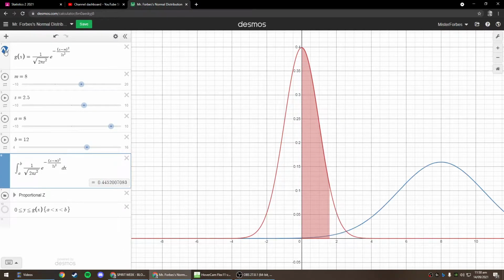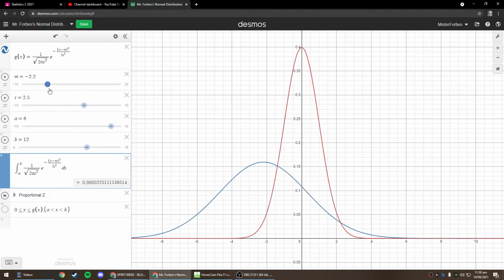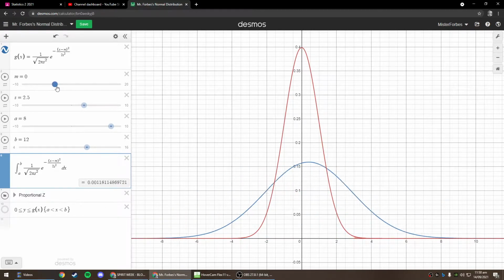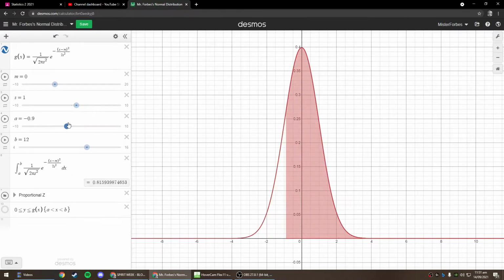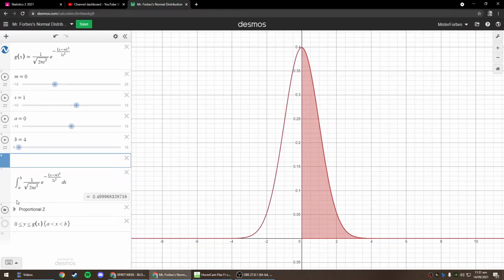What I'm going to do is look at the original distribution. I'm going to change it to a mean of 0. I'm just going to look at the standard one, so that's a mean of 0 and a standard deviation of 1. So this is actually looking at the original, and we want the area between 0 and 2. Let's change B to 2. Yes, make B 2. No, not 4, make it 2, please.